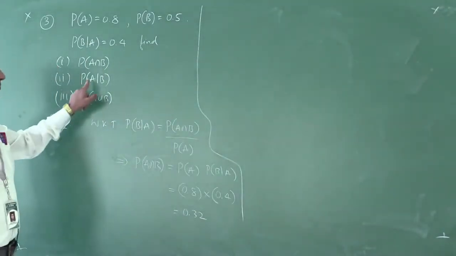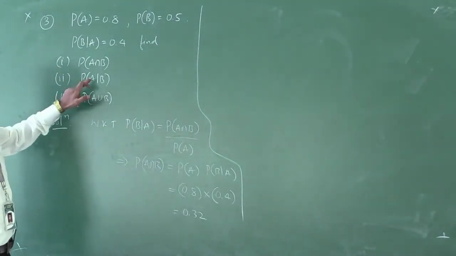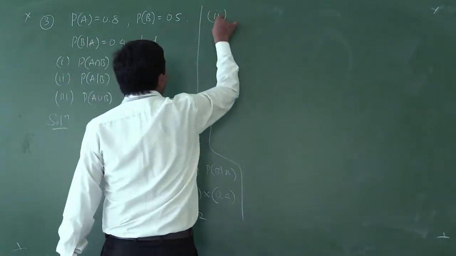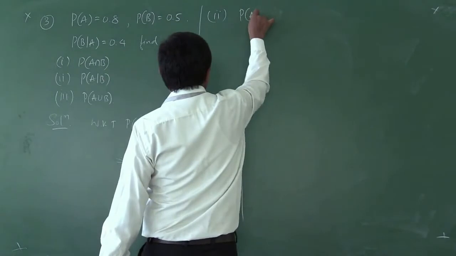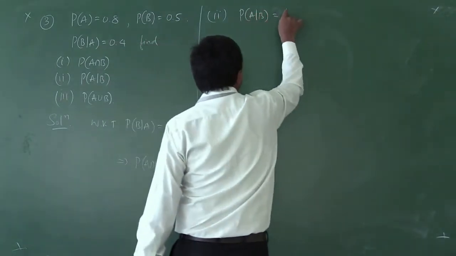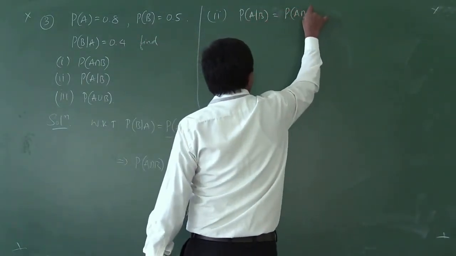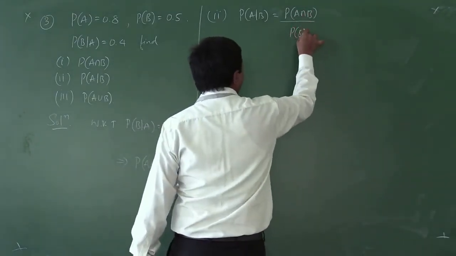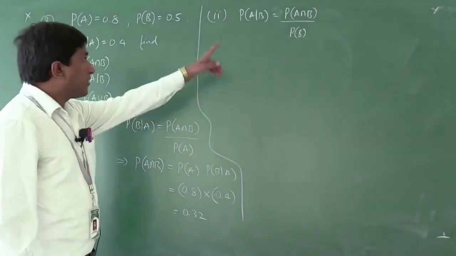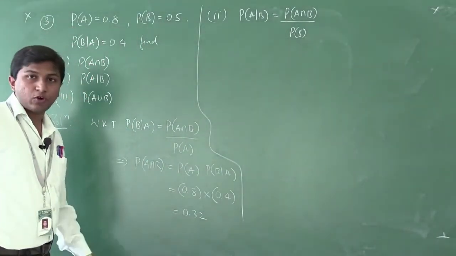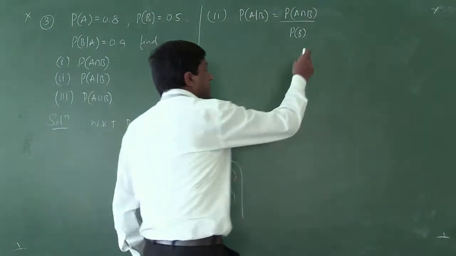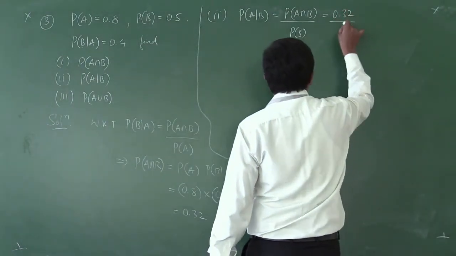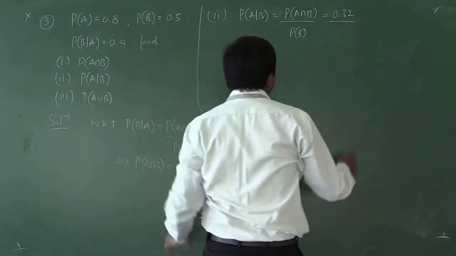Question number 2 is asking us to find out the value of P of A bar B. So what is the formula of P of A bar B? It is P of A intersection B by P of B. We have just now found out the value of P of A intersection B. Substituting here, we get 0.32 divided by the P of B value, which is 0.5.